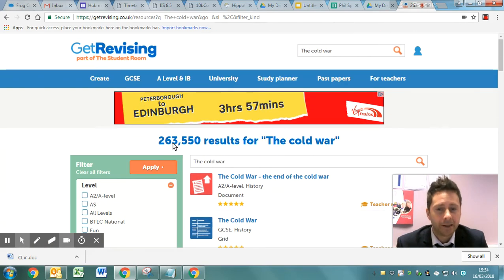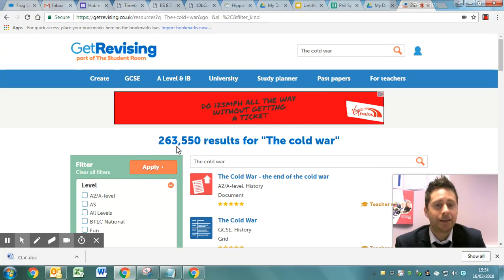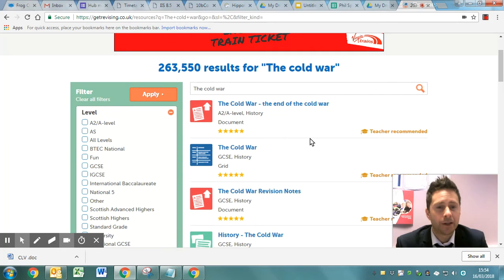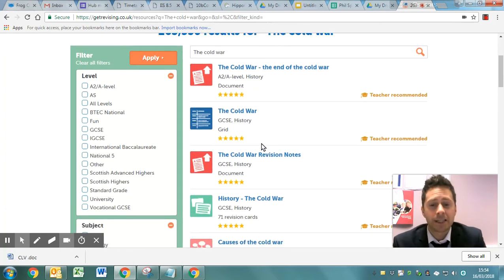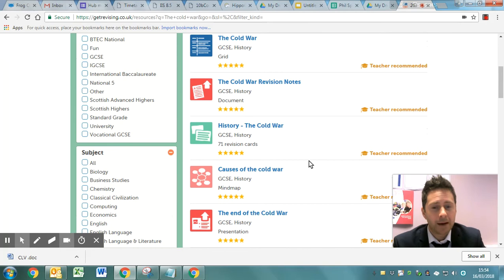Now you can see there are actually 263,000 resources that match this, and it's important that you think about which ones you access. If you look at the right-hand side here, some of these are notes, like revision notes that people have made. Some of them are presentations. Some of them are mind maps.